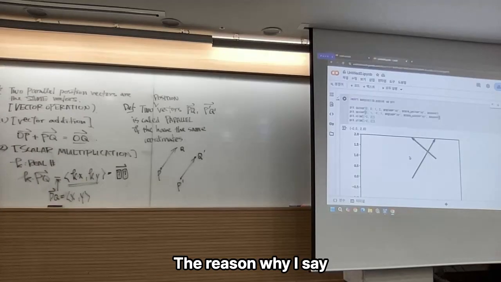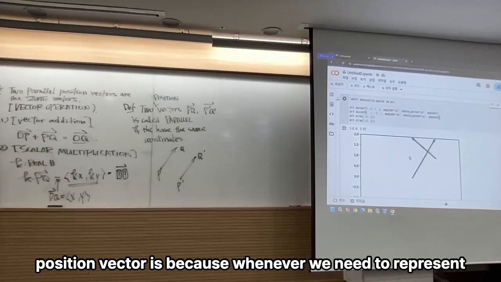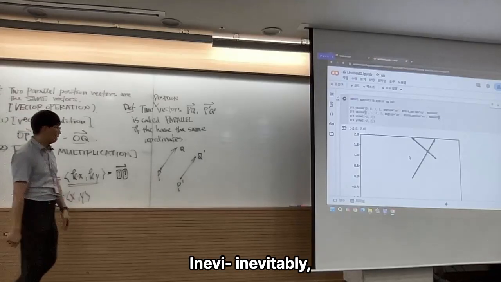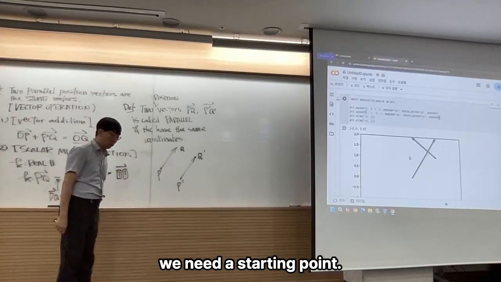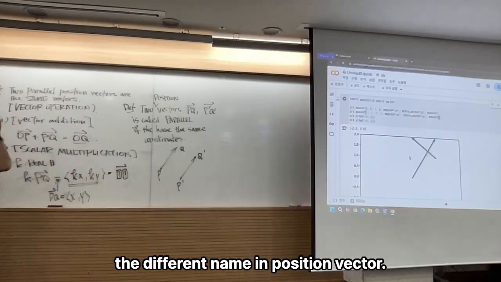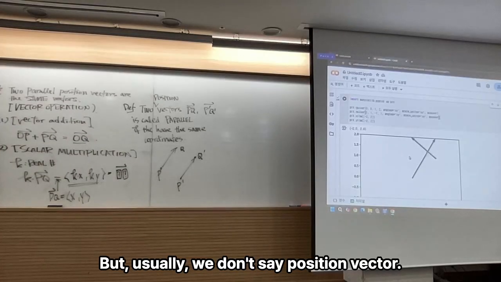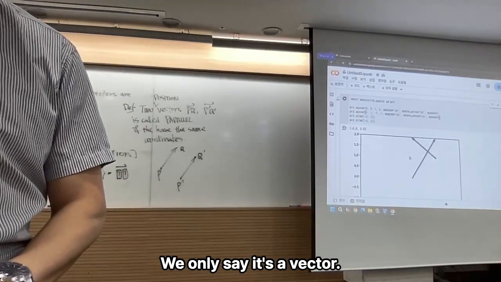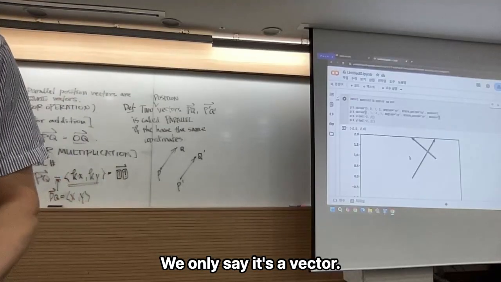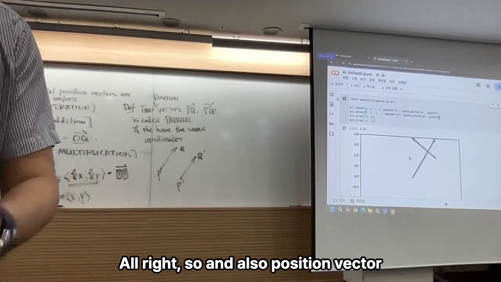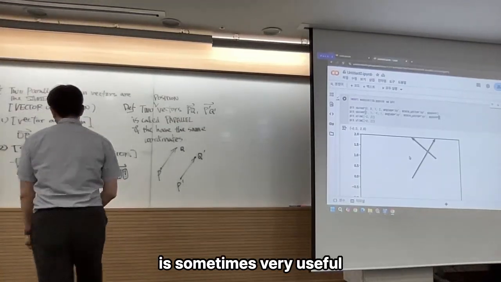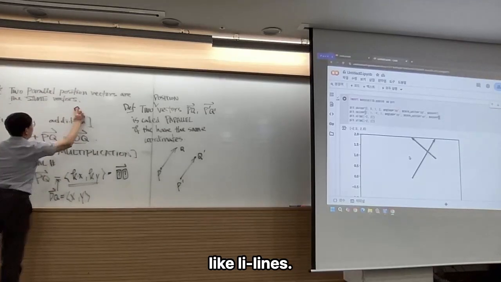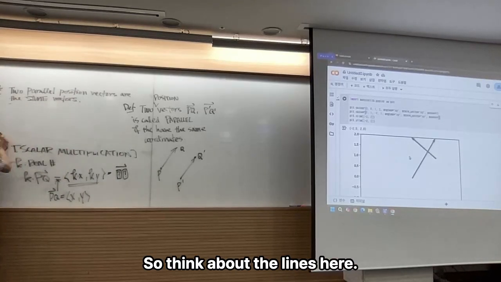The reason I say position vector is that whenever we need to represent a vector as an arrow, inevitably we need a starting point. That's why we put a different name, position vector. But usually we don't say position vector, we only say vector. Position vector is also sometimes very useful when we talk about geometric objects like lines. So think about lines here.